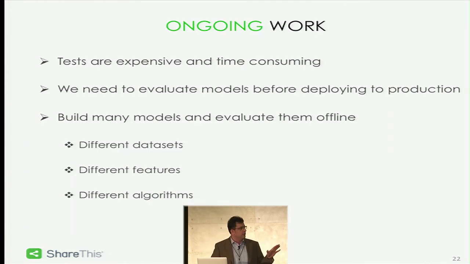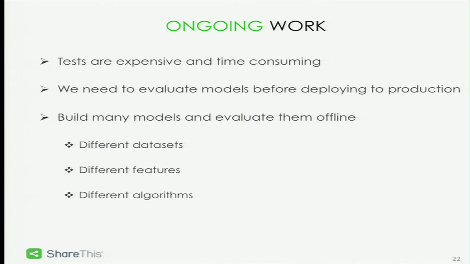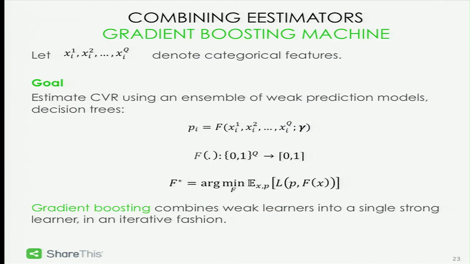So that's why we continue our work, and we test. The test is very expensive and time-consuming. We need to evaluate the models before deploying to production. So we build many, many models with different data sets, different features, and different algorithms. And here we use the gradient boosting machine. So you heard earlier from Professor Hastie that these machines are very good at estimating probabilities for this type of problem. And we find it very useful.